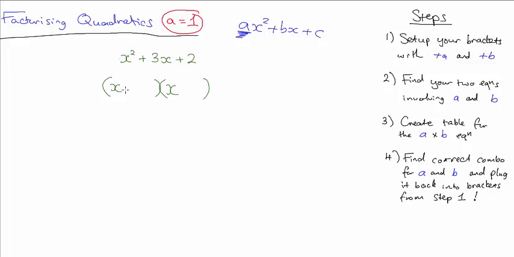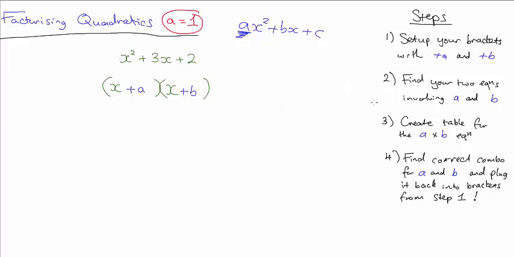We're going to just say, for the time being, we don't know the numbers, but we're just going to put in plus A and plus B. So that's the whole of step 1. Set up your brackets with the plus A and plus B. All the plus A and plus B are saying is, look, we don't know that yet. We're going to find those out. That's step 1 done.